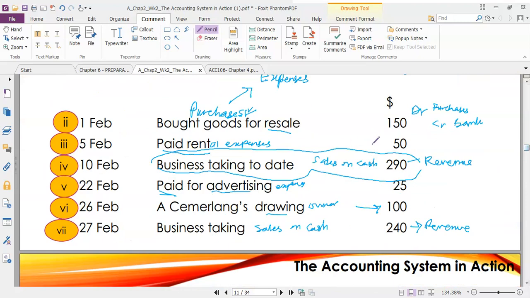Okay, yang kedua pula. Paid rental expenses, by bank. Debit apa? Debit account apa? Rental expenses. Debit apa kelas? Faster. Dah nak pukul 5. Siapa tahu? Cepat, debit apa? Kita kena buka account apa? Cepat.